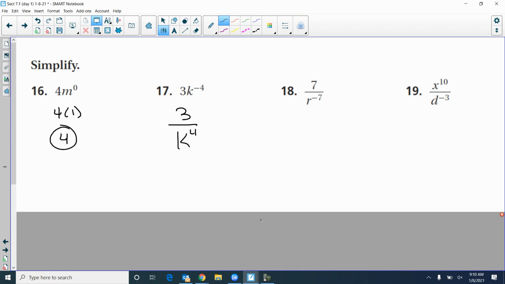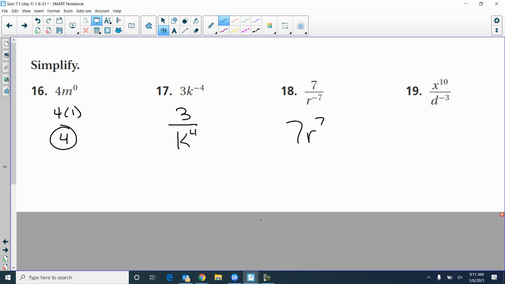That's right. Okay, like I said, I want to get you to go through this, so I gotta see what's going through your mind. So that's it. The 3 does not move because it's not to the power. All right, Allie, 18, what do you think? It's 7 over r to the negative 7. What would you say the answer is? Like this? That is correct. Okay, good. You don't move things that do not have a negative exponent.